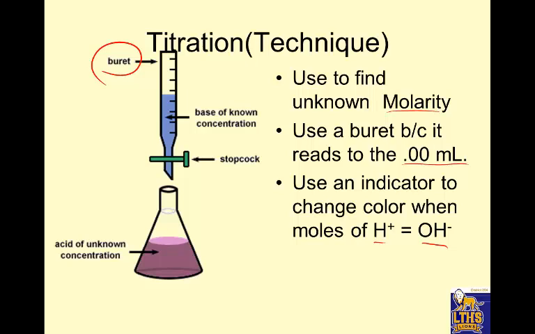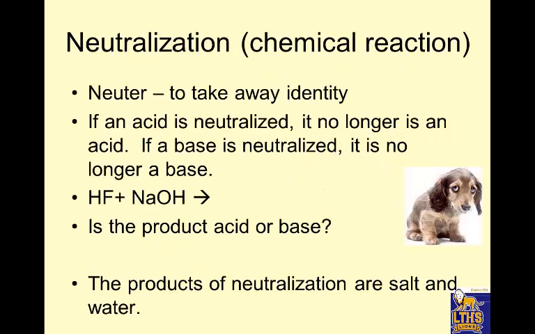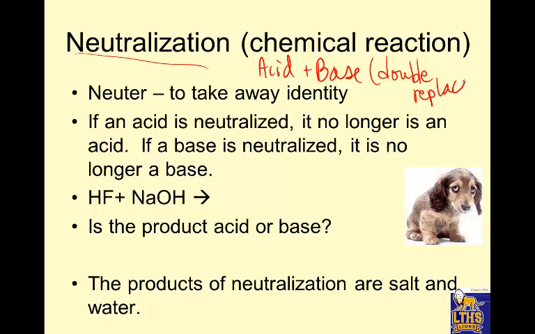We're trying to find out something we don't know about an acid or a base, and we know something about the other thing. What chemical reaction allows us to do that? It's called the neutralization reaction, which is just a fancy way of saying acid, base, double replacement. It's like the double replacement we talked about earlier in the year, but it's special because it's an acid and a base reacting.